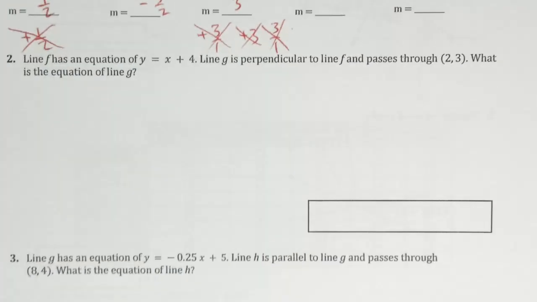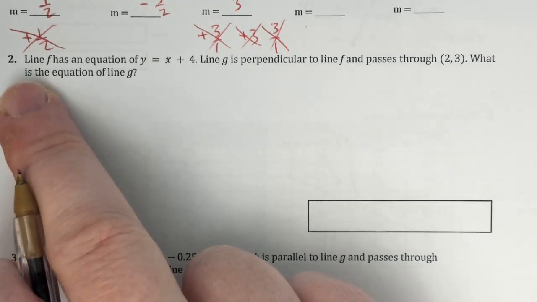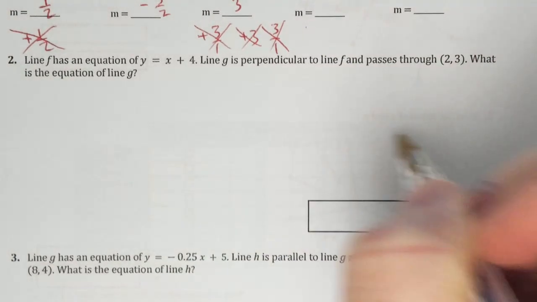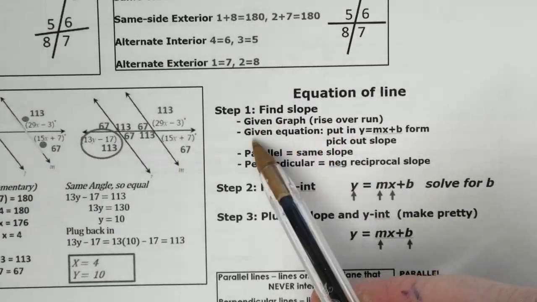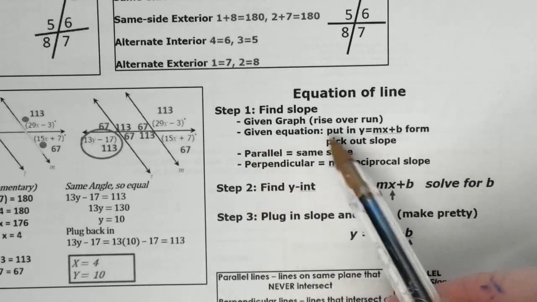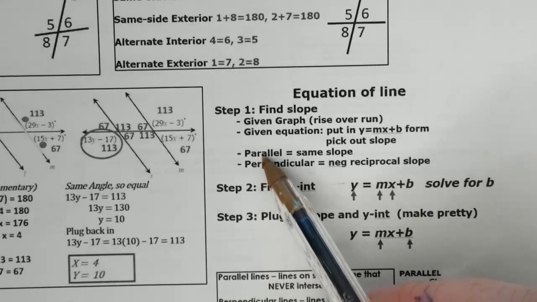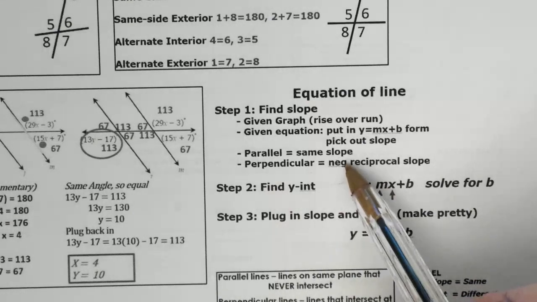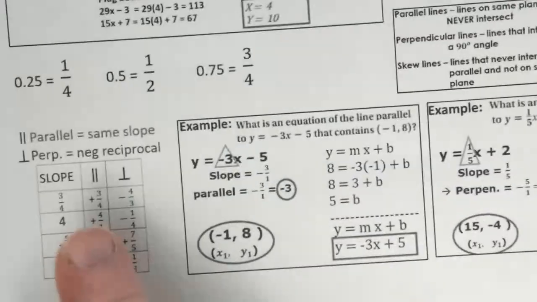Let's go on to number 2, and it's your job to finish those two examples. For number 2, a line has this equation. They want the perpendicular that goes to this point. Here are the basic steps. For equation of a line, first of all, find the slope. If you're given an equation, you need to pick out the slope you have. Then if it says parallel or perpendicular, you give me the same slope for parallel, and the perpendicular slope for perpendicular. You flip the sign and flip the fraction. And we had those examples right there earlier.